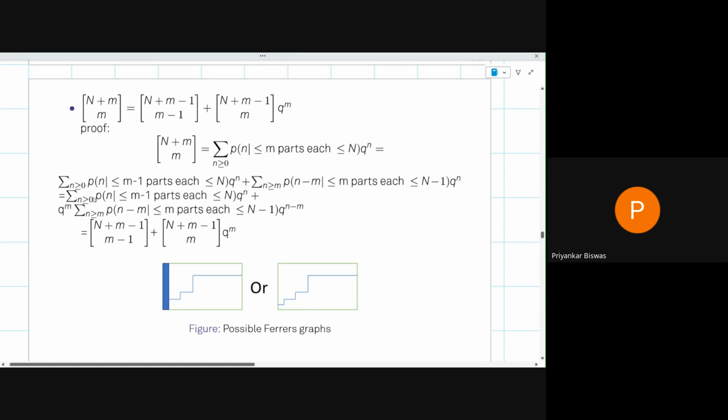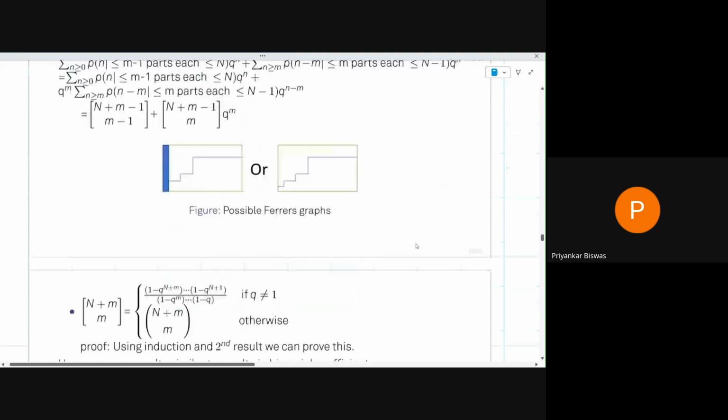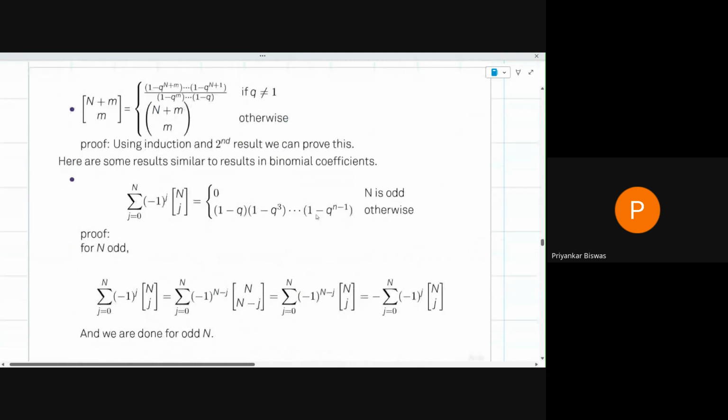And finally, you will get partitions of n given less than or equal to m minus 1 parts, each less than or equal to capital N, q power n. And here you can take out q power m, and this is q power n minus m, partitions of n minus m with less than or equal to m parts, each less than or equal to capital N, n greater than or equal to m. So this one by definition is capital N plus m minus 1 choose m minus 1, and this one also by definition. So if you use this and induction, you will get this identity.